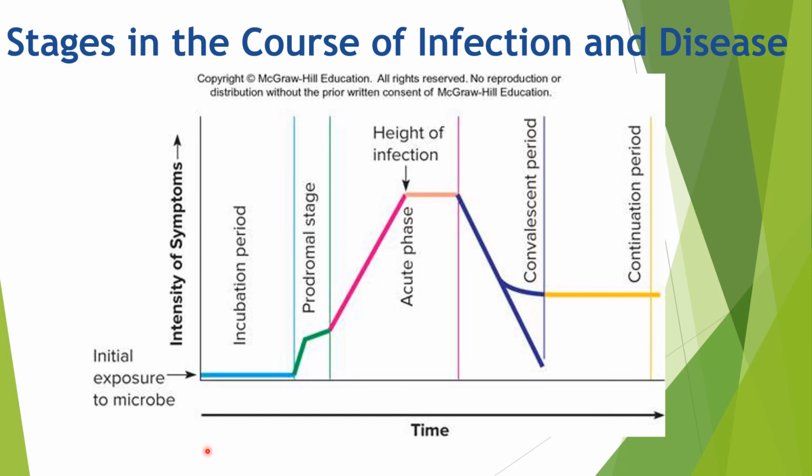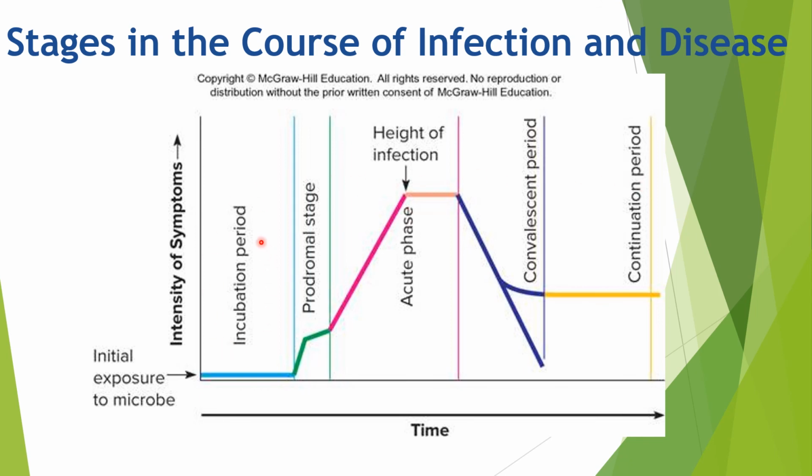Now, if we think about which of these periods we would shed the microbe that we have and therefore infect others, the highest infection would happen right here during the acute phase. That would be the highest level of infection, and therefore you can highly infect others during this phase. But it turns out actually that you can infect others during any of these periods.